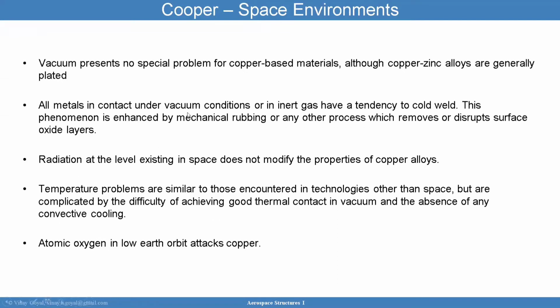On the space environment, the vacuum does not present any problems for copper, so easy. All metals in contact under vacuum conditions or inert gas have the tendency to cold weld, like aluminum, and radiation does not modify the copper alloy behavior. And temperature problems are similar to those encountered in technologies other than space. So again, copper at high temperatures will produce lower strength and more ductility. But you may have other issues as well related to thermal contact and vacuum. And atomic oxygen, which is present in low Earth orbit, will attack the copper.